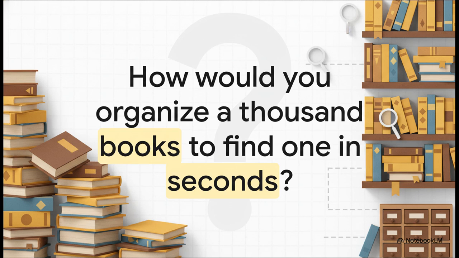Okay, so let's start with a thought experiment. Imagine you have 1,000 books, just dumped in a giant pile in a room. How in the world would you find one specific book in, say, under a minute? It'd be a total nightmare, right? Of course, you'd come up with a system. You'd sort them by author or maybe by genre. You'd create some kind of catalog.